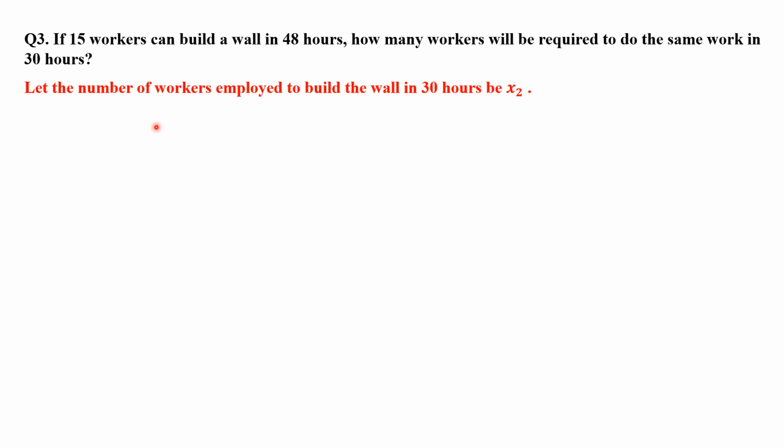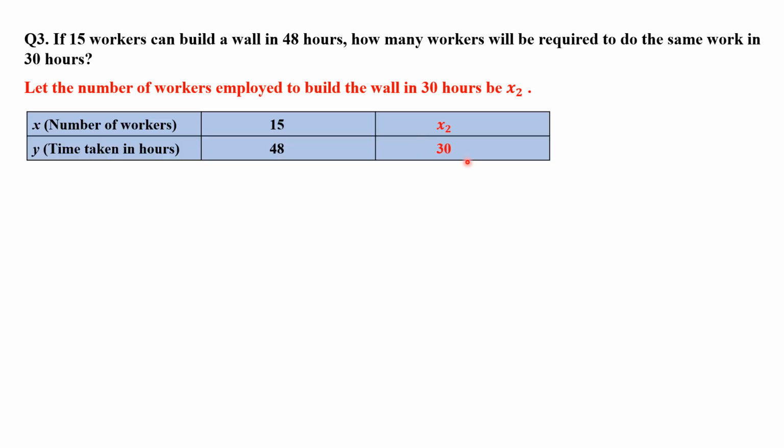So from here I can write, let the number of workers employed to build the wall in 30 hours be x2. And again, as you can see, the time taken is decreasing. From 48, it is becoming 30. So the number of workers you have to increase. So as y decreases, x will increase. So it is a case of inverse proportion. And in case of inverse proportion, the product will be a constant.